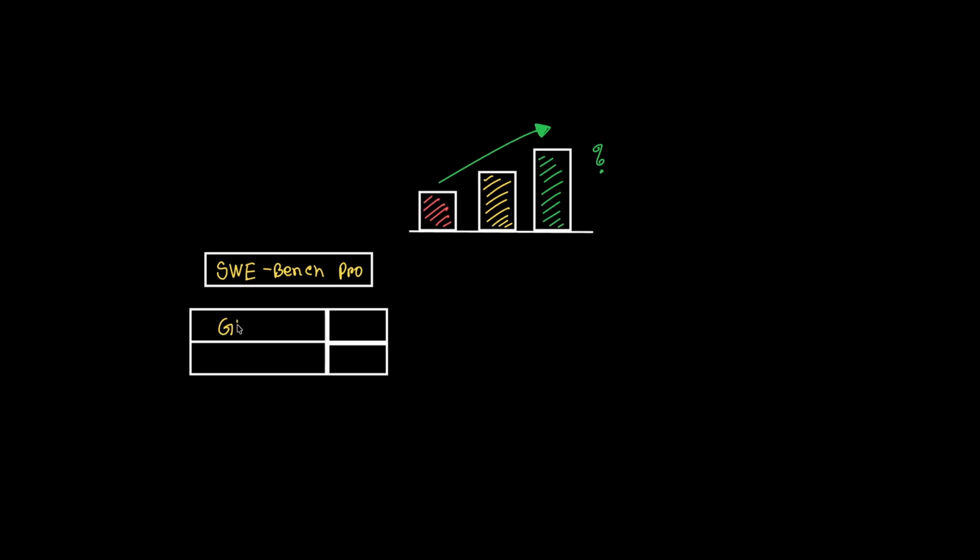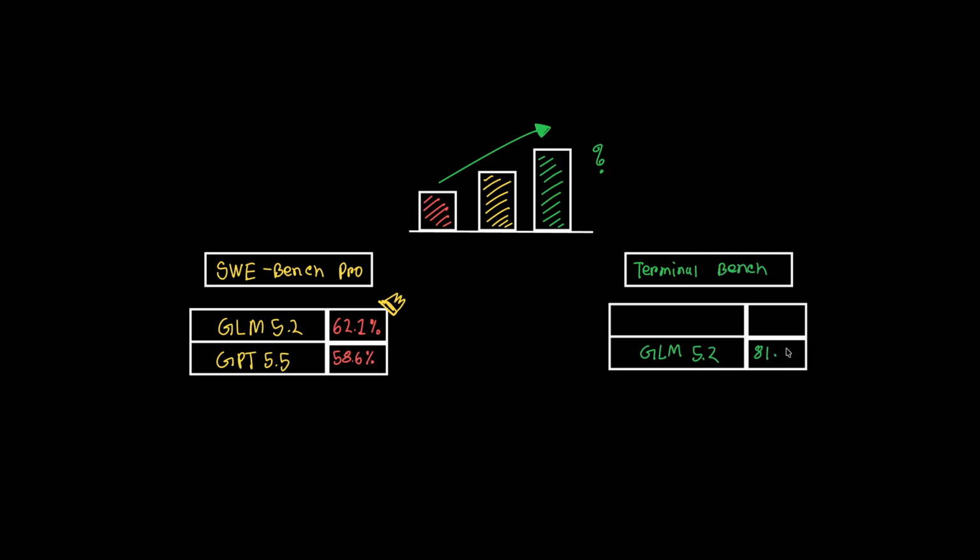So how does it perform in real-world tests and benchmarks? On SWBench Pro, which measures whether a model can resolve tough GitHub issues autonomously, GLM scored 62.1%. That puts it above GPT 5.5 at 58.6% and makes it the strongest open-weight model on that benchmark. On Terminal Bench, which tests real-world terminal task completion, GLM scored 81. Opus 4.8 sits at 85.